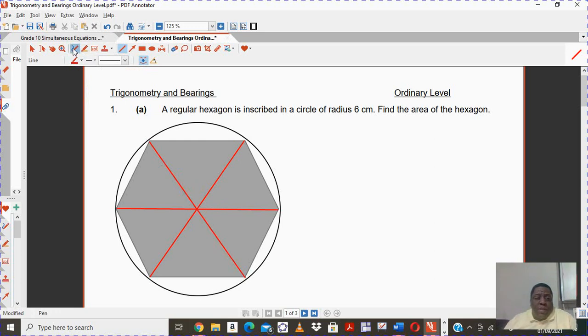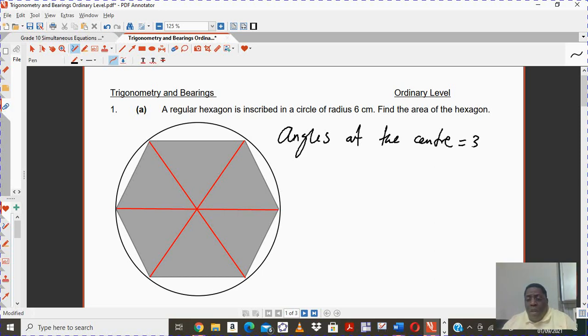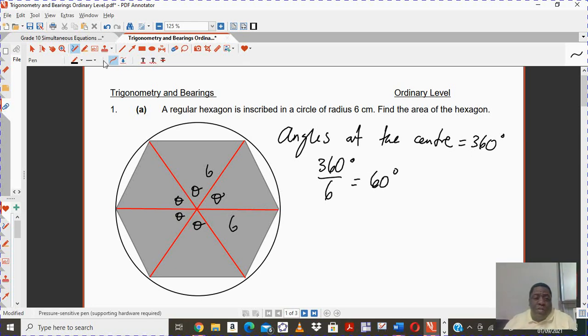You should realize that I have 6 triangles here. And another important fact is that the angles at the center add up to 360 degrees. We know that the radius here is 6 centimeters and 6 centimeters. So in order to find the angle at the center, there are going to be 6 of these angles there. So each little angle should be 60 degrees.